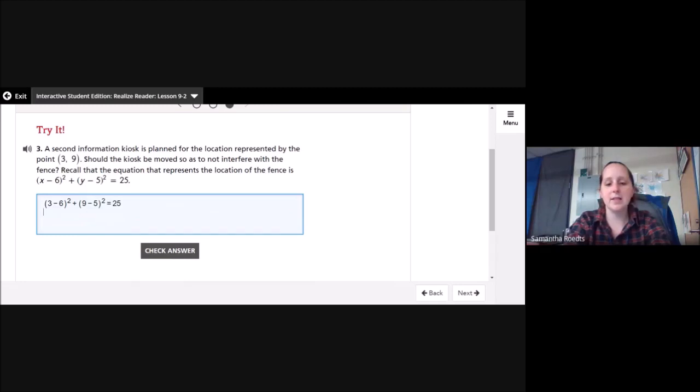Remember, if it equals 25, it's going to interfere with the fence. So 3 minus 6 is negative 3. 9 minus 5 is 4. Negative 3 squared is 9. 4 squared is 16. And 9 plus 16 is 25. So yes, the kiosk should be moved as it will interfere with the fence.